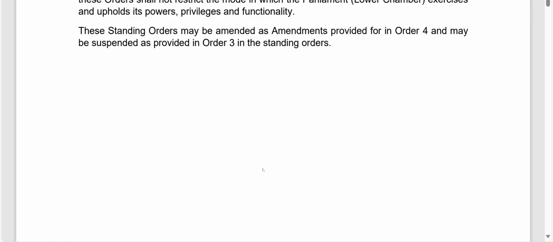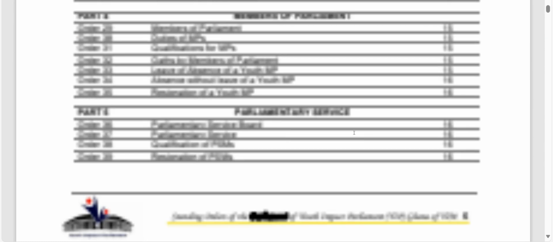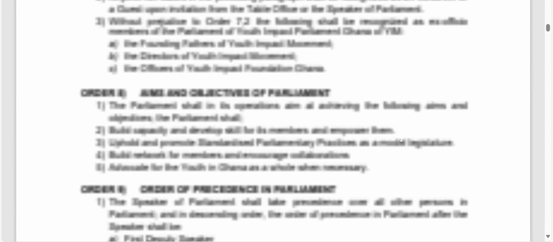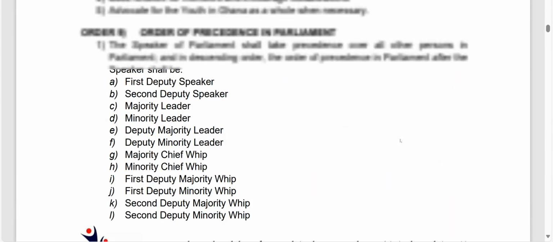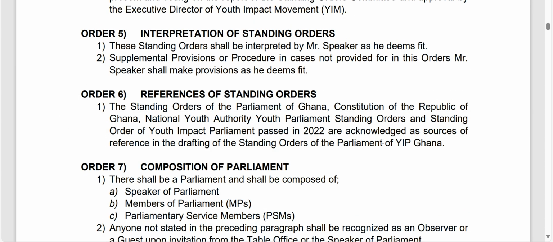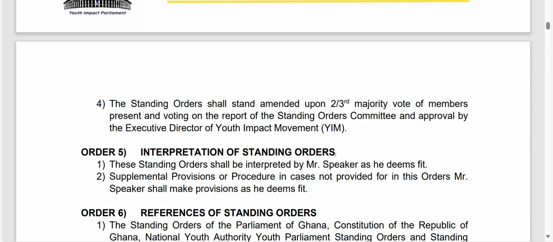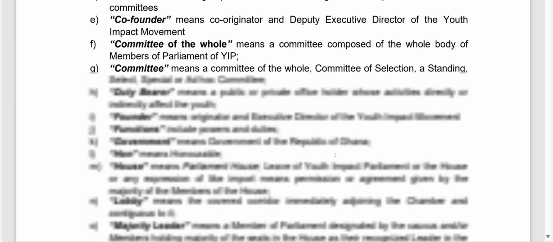It also says that where it does not provide for, then I'll just move you straight to the custodian of the standing orders. There's a custodian for the standing orders, and that person is the speaker. The speaker is the custodian of the standing orders, and wherever the standing orders do not provide for, the speaker has all the rights and authority to provide supplementary provisions of procedure to complement where the standing orders do not provide for. And that is what the preamble is trying to say.